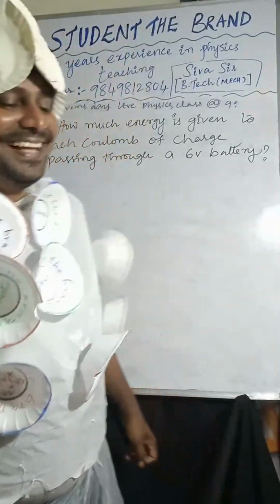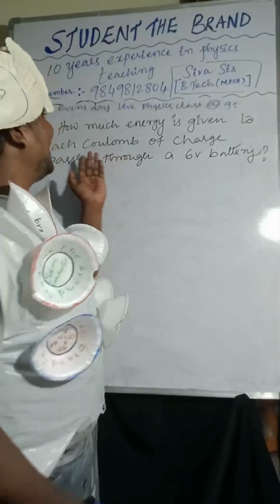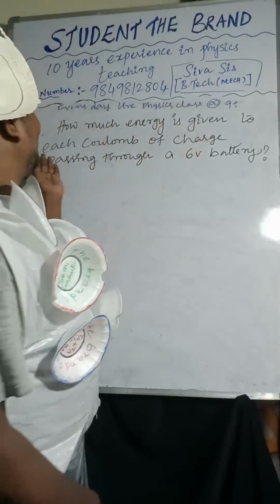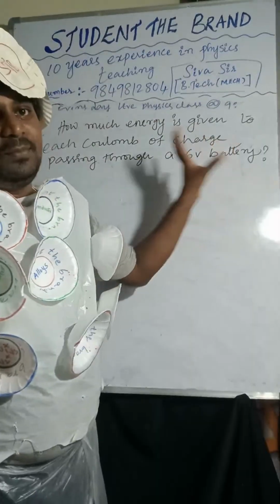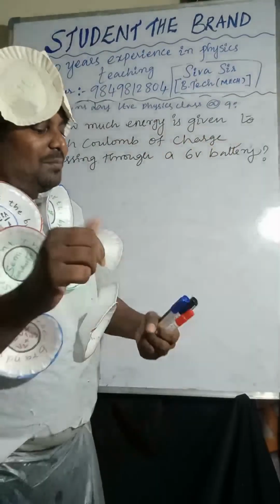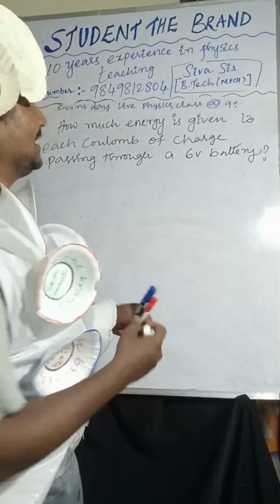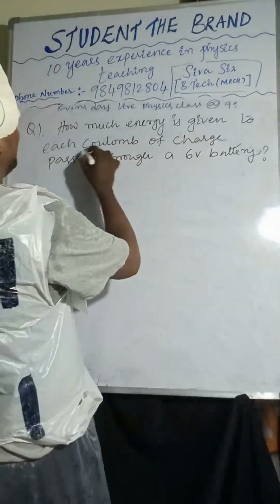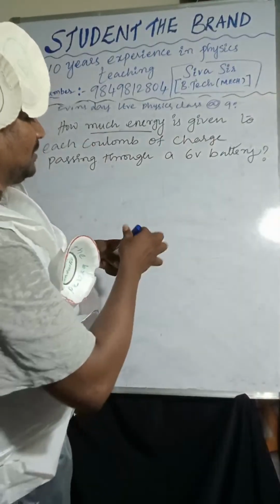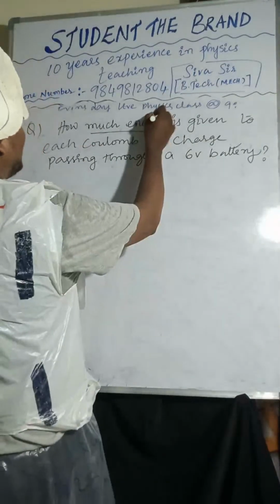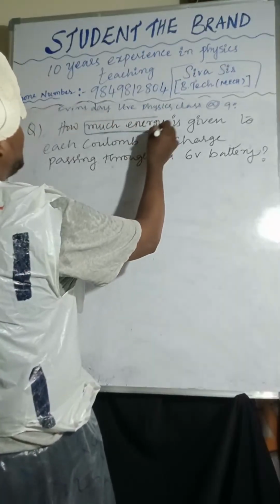Correct, yeah, that is true. Here you can see: how much energy is given to each coulomb of charge passing through a 6 volts battery. You must understand one thing: we have to find out how much energy. Energy means what exactly we need to identify. So underline what exactly we need to find.